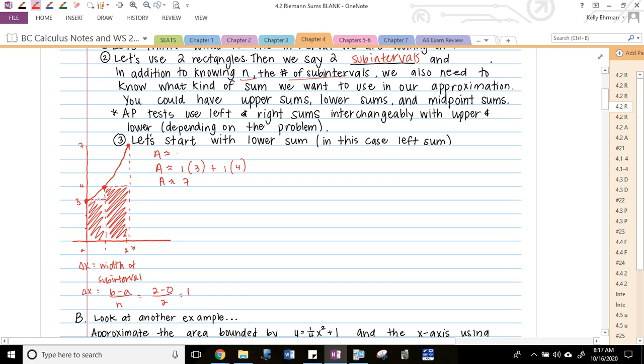So in general, this formula is delta x, that's where the 1 came from. And then the 3 and the 4, those are function values, right? So this was f of 0 plus f of 1, which was 4. And even though we have f of 2 on the map, we didn't use that for this lower sum.